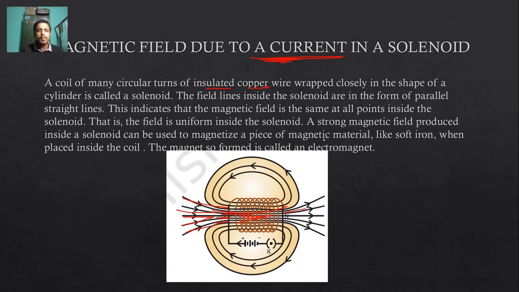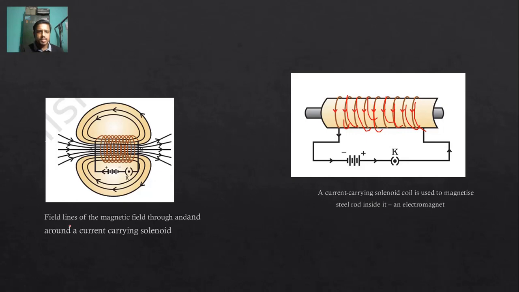A strong magnetic field produced inside a solenoid can be used to magnetize a piece of magnetic material like soft iron. When placed inside the coil, the magnet so formed is called an electromagnet. By using the magnetic field due to a current in a solenoid, we can create an electromagnet. These are the field lines of the magnetic field through a current carrying solenoid, and this current carrying solenoid is used to magnetize a steel rod inside it, creating an electromagnet.